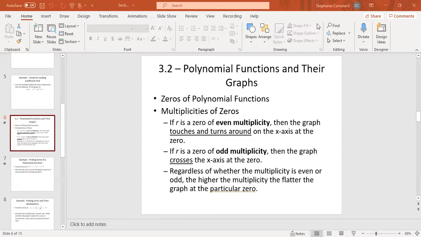Now, if the 0 is an odd multiplicity, meaning it's there once or 3 or 5 times or any other odd amount of times, then it crosses the x-axis at that particular 0. Now, in either one of these scenarios, the higher the multiplicity goes, the flatter the graph will be at that particular 0. So we're going to take a look graphically at what that means.